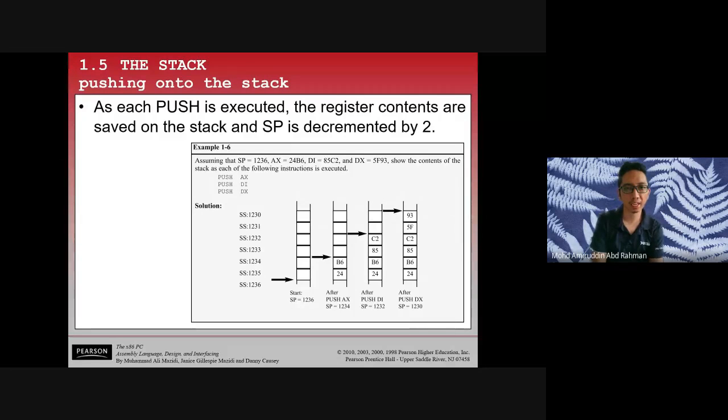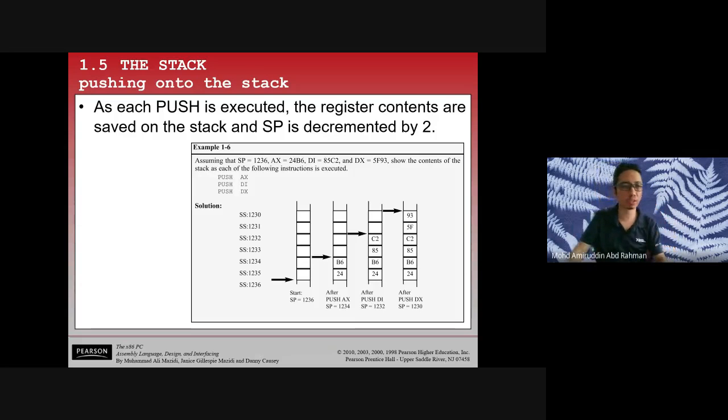So what's the information of DI? You will have 85 C2. You put 85 and C2, and now the stack pointer becomes 1232. Then after that, again you push DX, which is 5F93. As you can see, it goes from the most significant byte, the higher, to the lower. So you can see that it is actually decrementing, because if you see that inversely, it's actually from the bottom. But it is stackable, because you want to see the stack, stack, stack, like that.